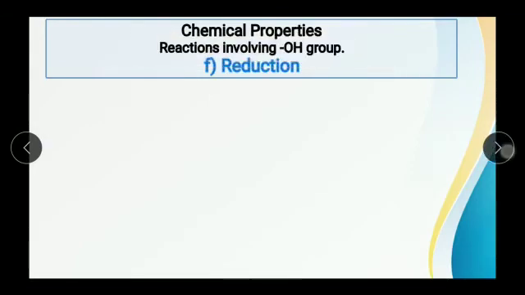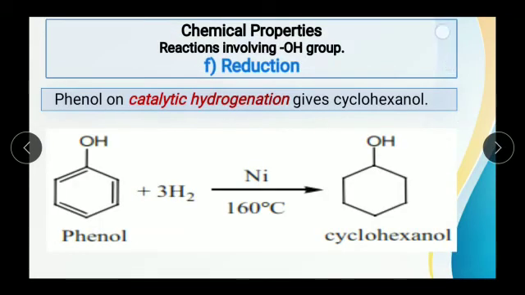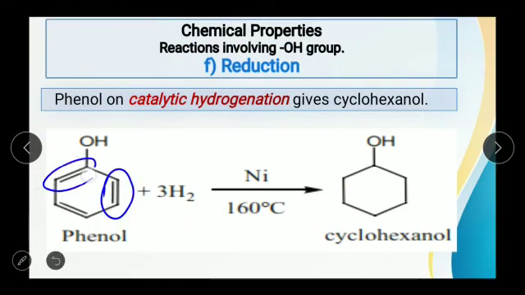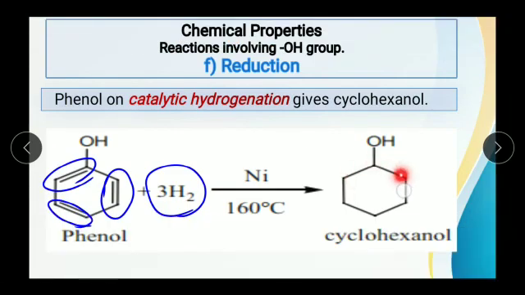Phenols undergo catalytic reduction. Here phenol can be reduced to cyclohexanol in the presence of catalyst. We are using nickel as a catalyst at 160 degree Celsius. Here hydrogenation takes place. How hydrogenation? In phenol, we have one benzene ring. There we have double bonds. The double bond is cleaved and there is addition of hydrogen. 3 hydrogen molecules are added to the 3 double bonds. So it becomes cyclohexanol. Here reduction takes place by the name of hydrogenation.